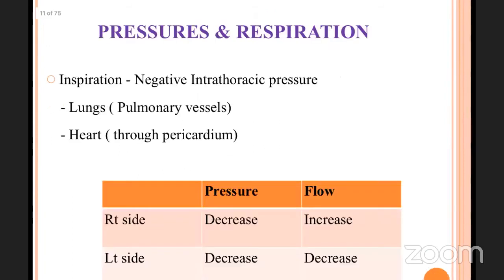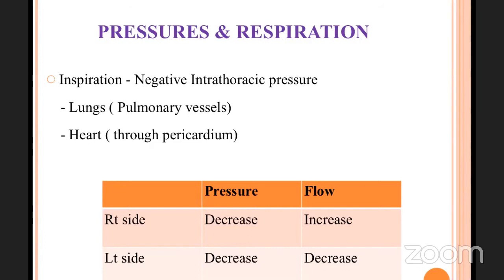Now this next slide is very important to understand: what happens to the right-sided pressures and left-sided pressures when you breathe normally. When you inspire, the intrathoracic pressure decreases, so it becomes more negative. So when you have a more negative intrathoracic pressure, more blood is sucked into the right side of the heart. So the flow to the right side of the heart increases.